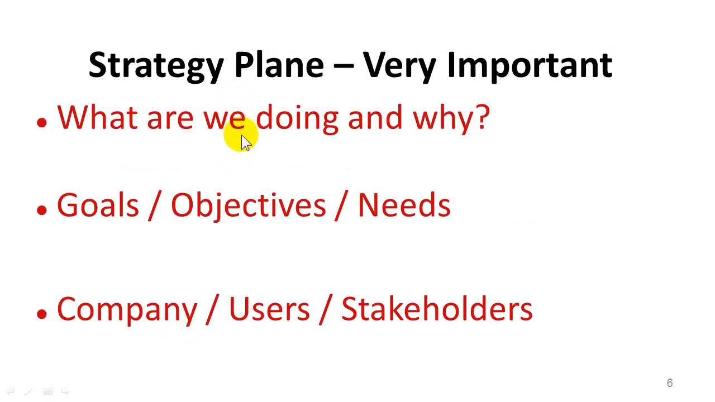So here's where we define what we are doing and why we are doing it. We start identifying, or at least brainstorming, the goals, objectives, and needs. We look at the company objectives and needs, the user needs, and the needs of the stakeholders. The stakeholders are other people who might have some kind of interest or be involved in some way, either directly or indirectly, such as the board of directors.